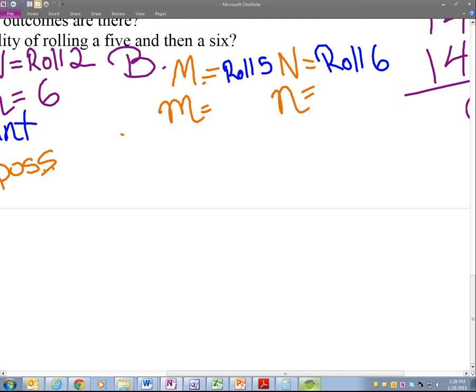Now here's the tricky part. What are the ways of rolling a six? Yes! 1/6. It's not six ways of rolling a five. It's not a six-sided die with all fives on it. It's a six-sided die with just one five on it. So there's 1/6 way. So how many chances are there to roll a six then? Beautiful. 1/6. And we're going to substitute our M and our N to find the amount.